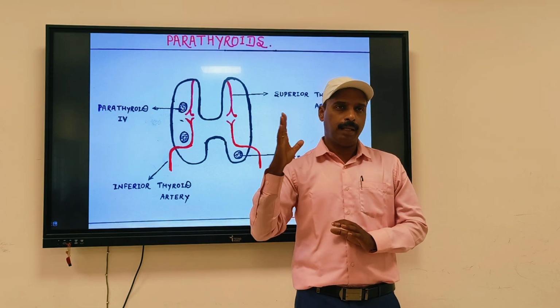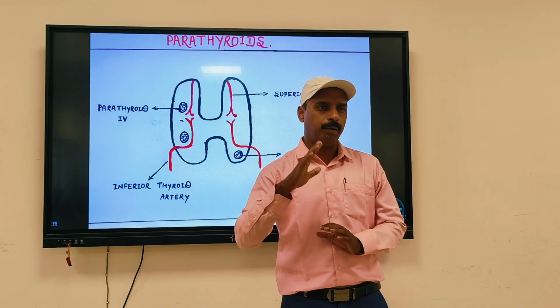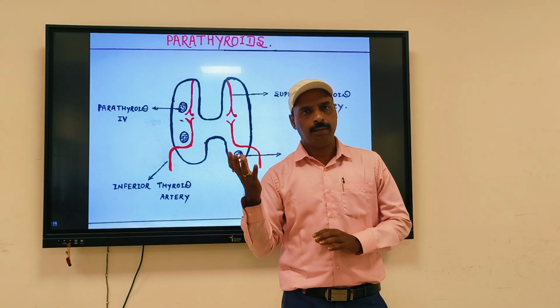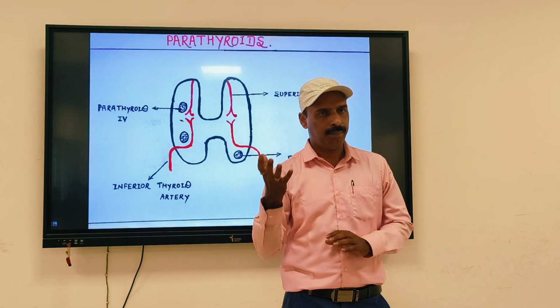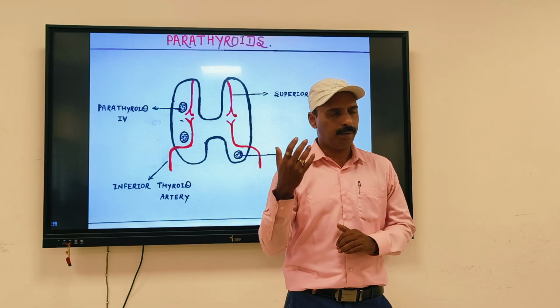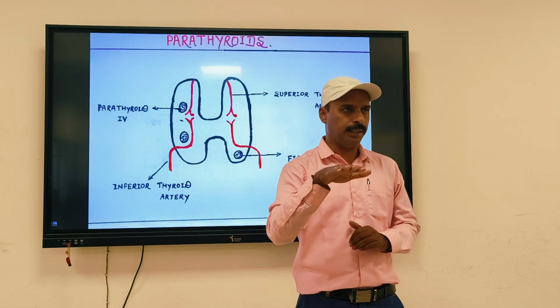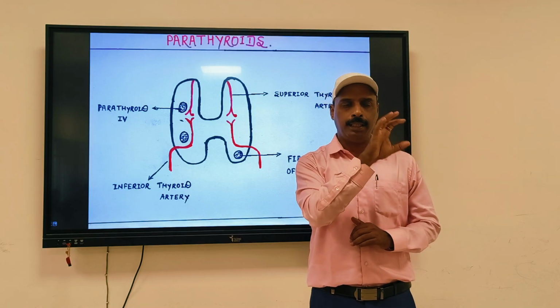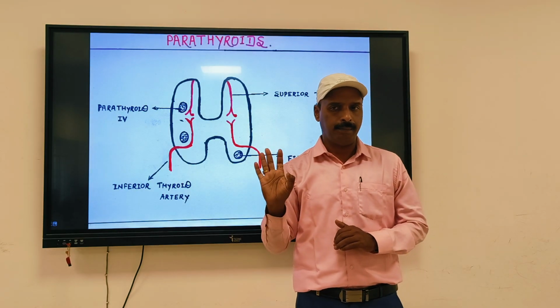Thyrocalcitonin, secreted by the thyroid, what does it do? It removes calcium from the blood and stores it in the bone. Parathormone, what does it do? Whenever the body requires calcium and blood calcium comes down, at that time the stored calcium from the bone is removed and added to the blood.